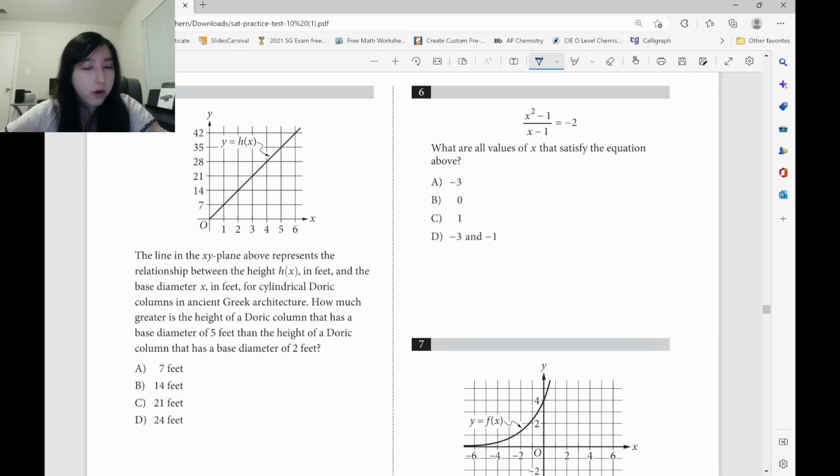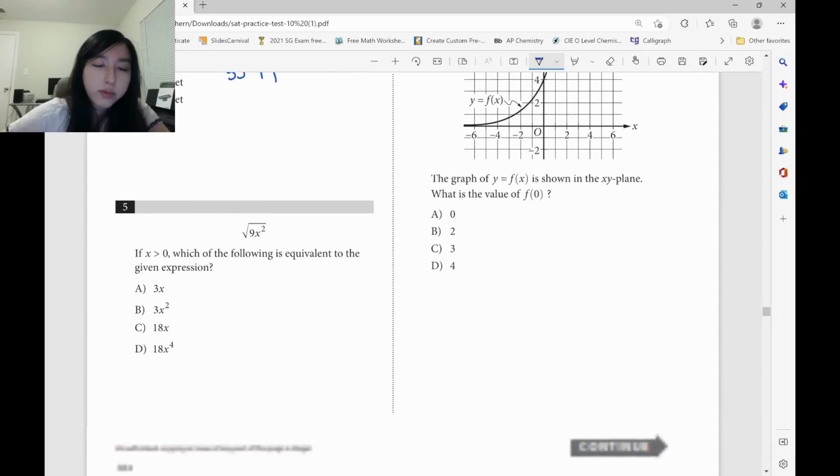Let's look at question 4. This one's straightforward enough. They want to find the height when base diameter is 5 and when base diameter is 2. So if you read the question, base diameter is represented by x. So when x is 5, your height is 35. When x is 2, your height is 14. We just have to find the difference. Answer is going to be 21.